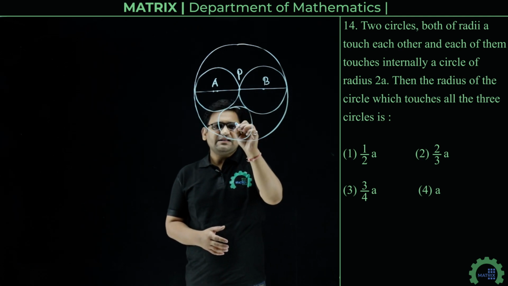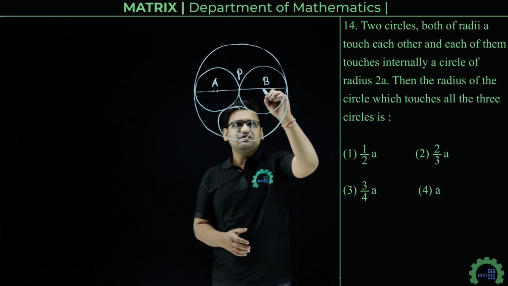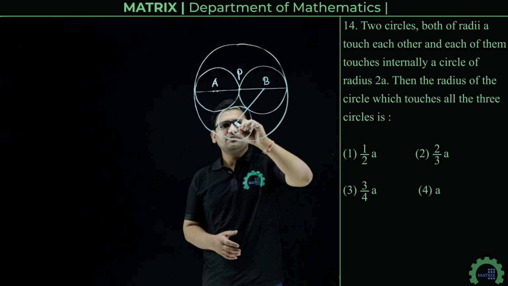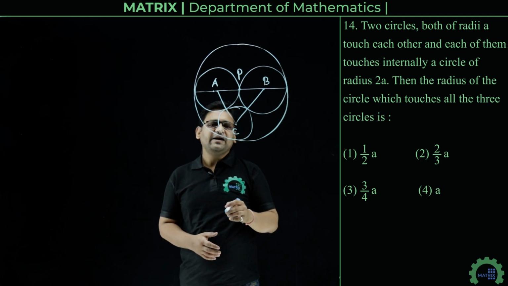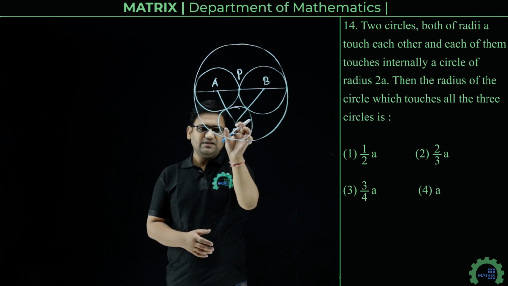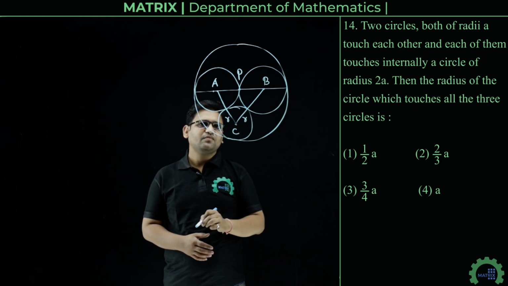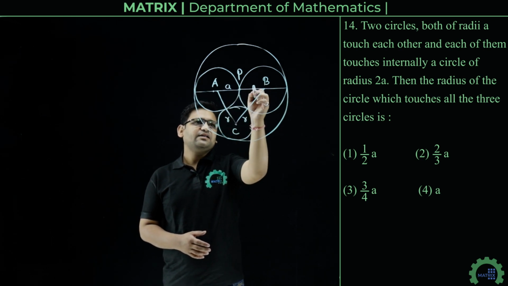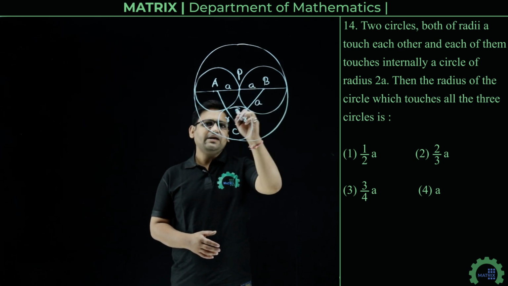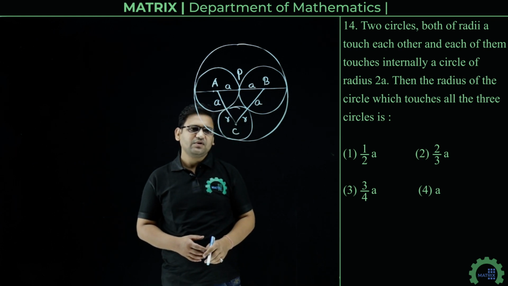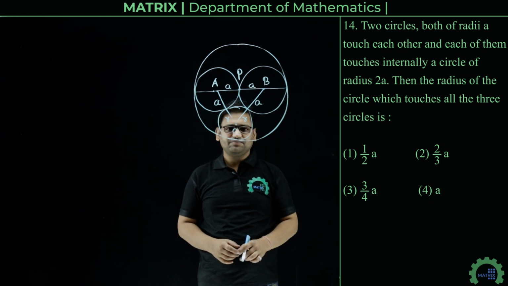Okay, so let's say the center of the circle is point C. So first we will join BC, AC, and let's say the radius of this circle is small r, and the radius of the circle is a, that is this part is a, PB is also a, and this is also a, and this will also be a. Now we have to find the radius of this circle, that is we have to find the value of r.